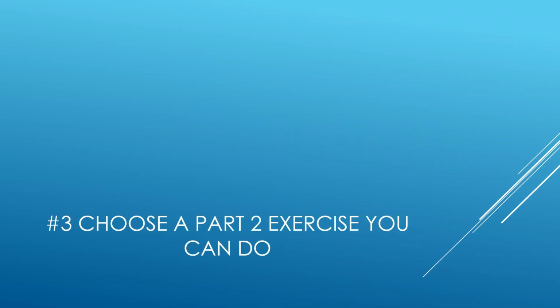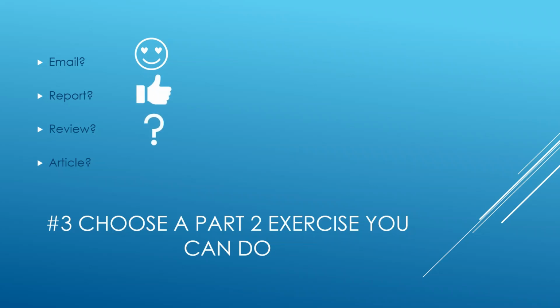Our third tip is about choosing a part 2 exercise you can do. Sometimes people choose a question because it's easy. And like, for example, maybe you like writing emails, so you'd be happy to do that. You're okay with reports. You're not sure perhaps about reviews, and you don't like writing articles. So choose one of the questions that you think you can do, even if you're not too sure about the question.